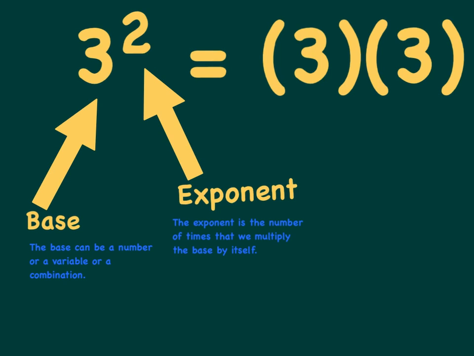An exponent is a tiny number that sits to the right of the base, and the base can be a number or a variable or a combination. In this example, the base is 3 and the exponent is 2. So the exponent tells us how many times we multiply the base times itself. So 3 to the second power means that we're going to multiply 3 times itself twice, or 3 times 3.